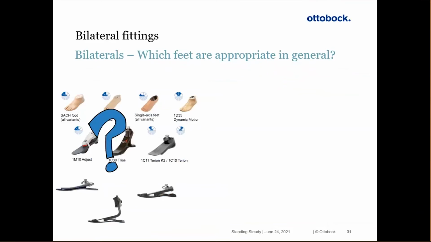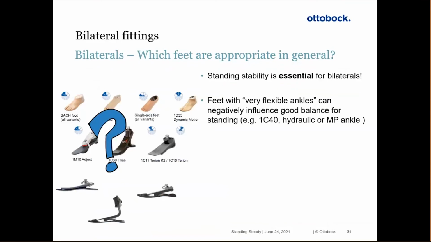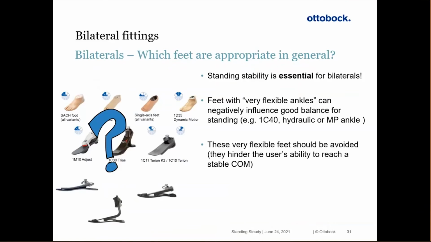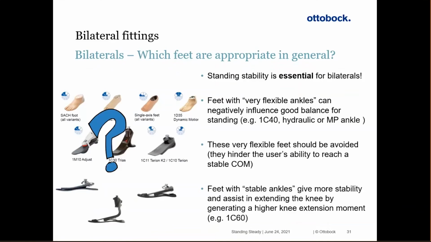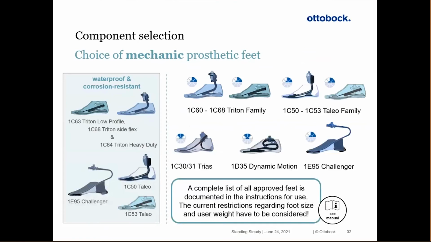As we talk about feet, we've talked a little bit about that standing stability. That's really essential for the bilateral user. So very flexible ankles can sometimes have a negative influence on that standing stability. And we don't want too much movement too distal. Otherwise, the feet will take over and the knee won't be able to do its job to the optimal ability as well. So feet with more stable ankles can give that higher stability. And typically for the transfemoral user, the Triton family can be good. The Taleo family maybe for the transtibial user. And you can also look at foot category as well as a consideration.